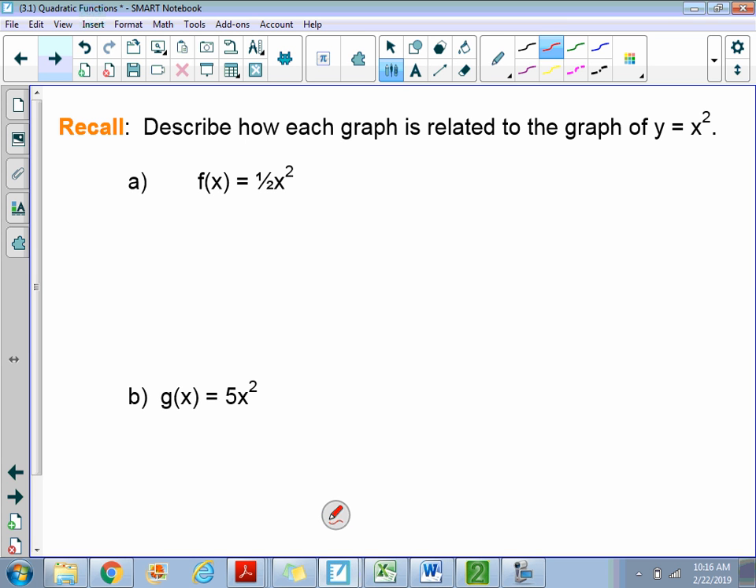So I want you to just kind of review here of our transformations. Tell me how the graphs are related. So how is 1/2 x squared related to x squared? What does this do? Horizontal stretch. So let's just use this. Is it going to be thinner or wider? Wider. So it's going to be a fatter or wider graph.